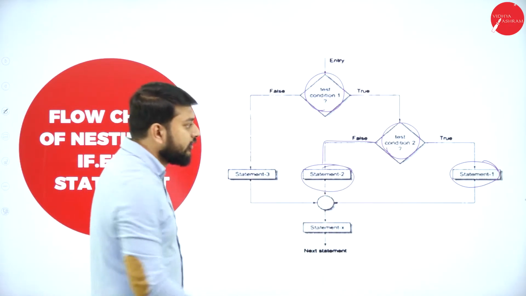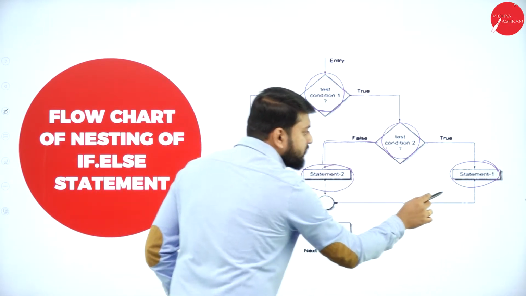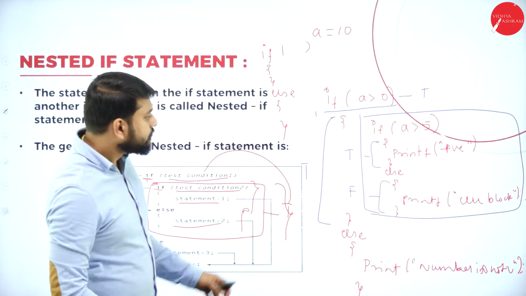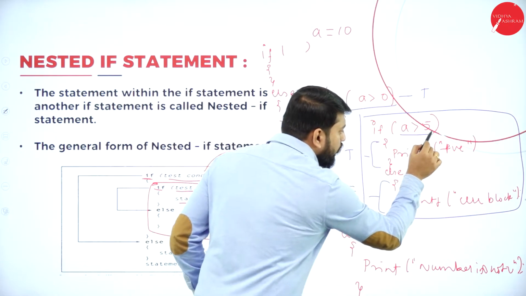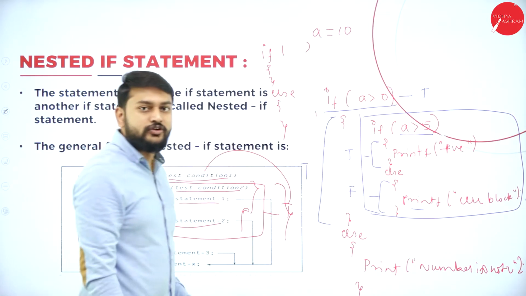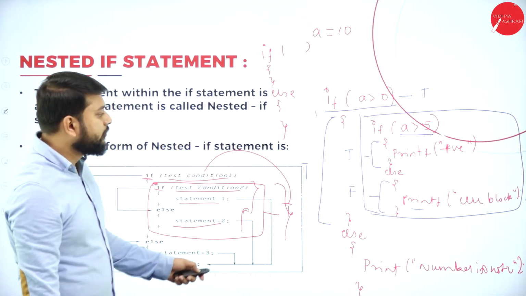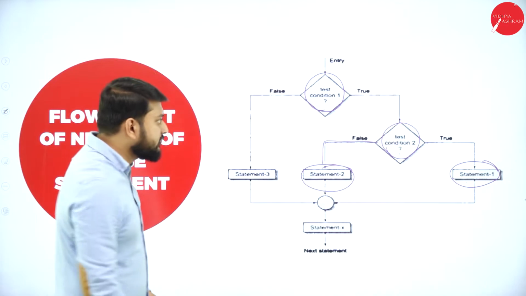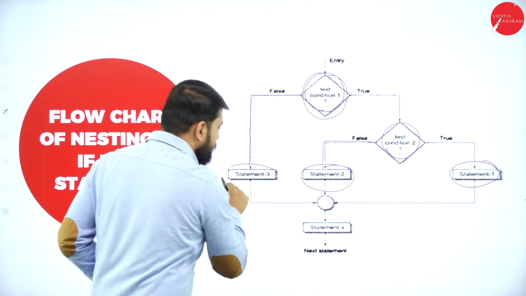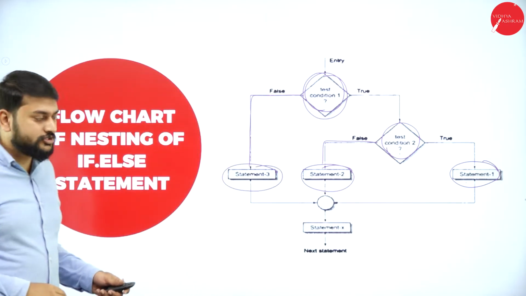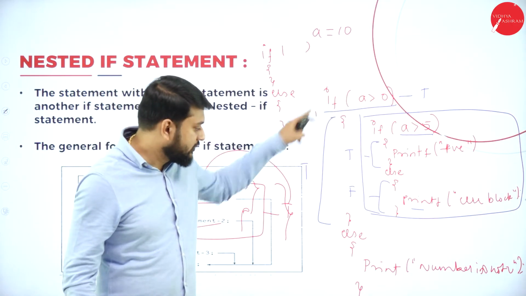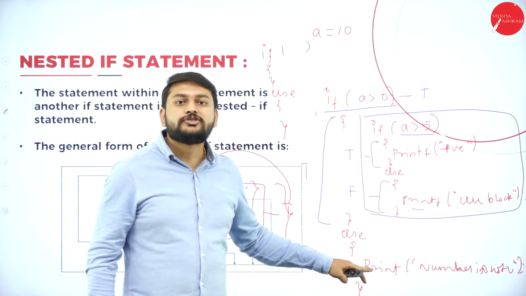Please observe, if this condition is true, this statement will be executed. If this condition is false, this statement will be executed. In the same way, if this condition is true, this statement will be executed, and if this condition is false, this statement will be executed. That's what they have depicted in the flowchart. Suppose this main condition is false, then directly they will execute the else block.